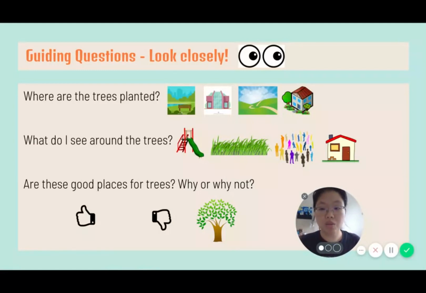Second, what do I see around the trees? Do you see a playground, a grass, people, house? What do you see around the trees? Are these good places for trees? Why or why not? Now we're ready. Look at different places where we can find trees.